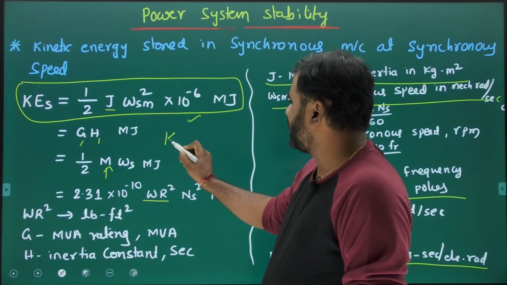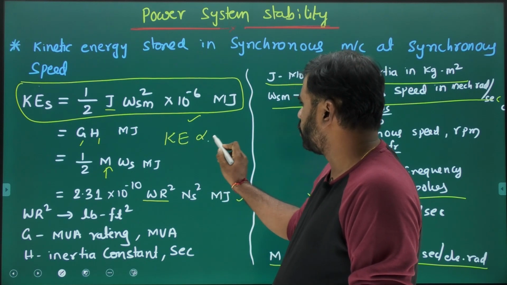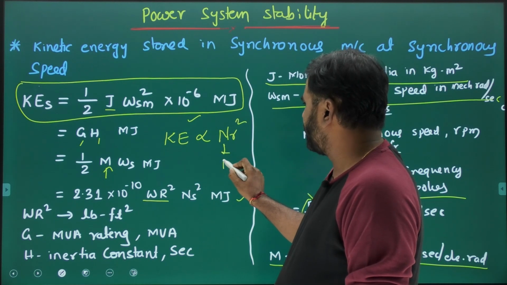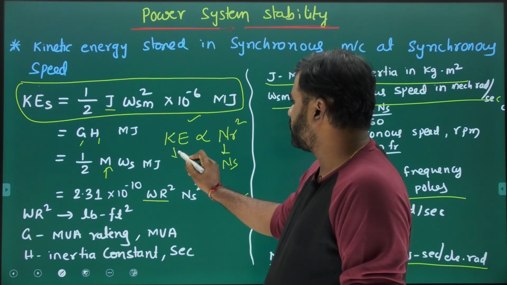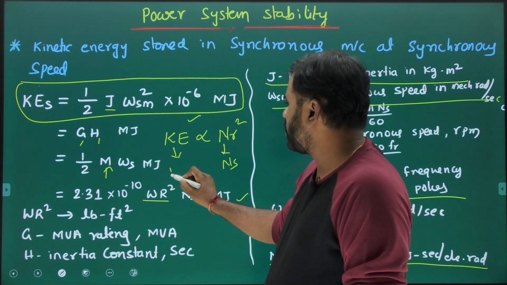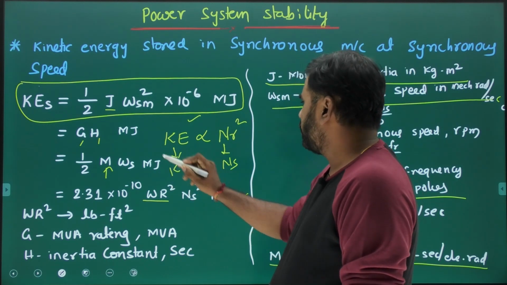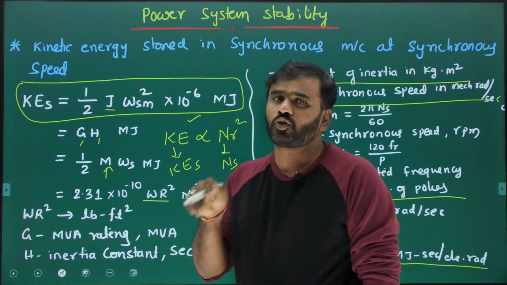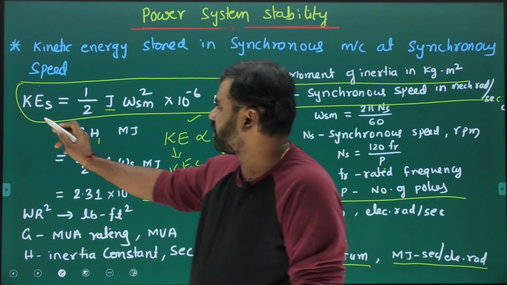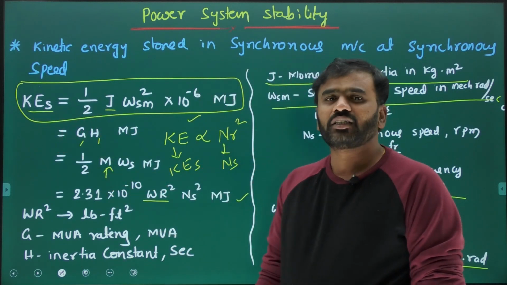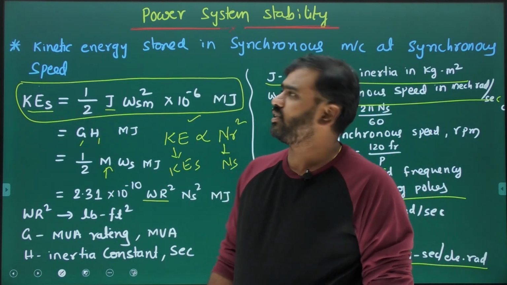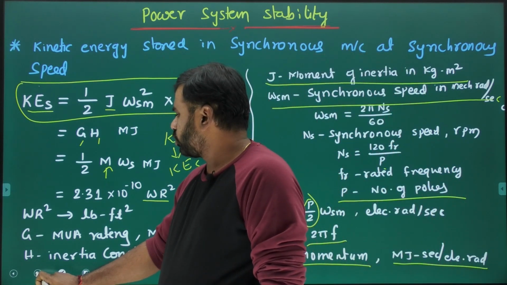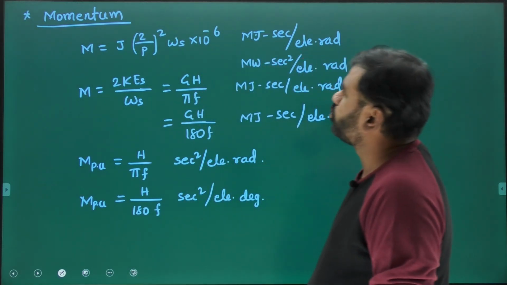But careful, the kinetic energy is always directly proportional to rotor speed square. If the rotor speed is synchronous speed, then the kinetic energy is also at rated value. Rated value means KES. Depending on the rotor speed, the kinetic energy actually stored in the machine will decrease, but this is the rated kinetic energy, because by default the rotor speed is synchronous speed. Clear? So now we will go to the next formula, that is momentum.